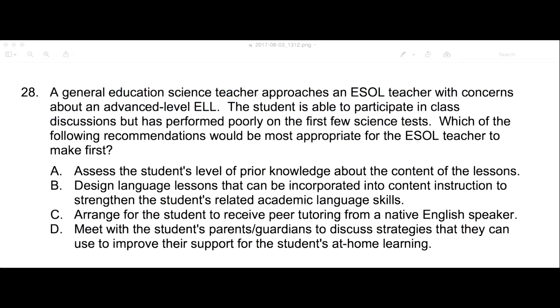Assess the student's level of prior knowledge about the content of the lessons. Design language lessons that can be incorporated into content instruction to strengthen the student's related academic language skills. Arrange for the student to receive peer tutoring from a native English speaker. Meet with the students' parents or guardians to discuss strategies that they can use to improve the support for their students at home.